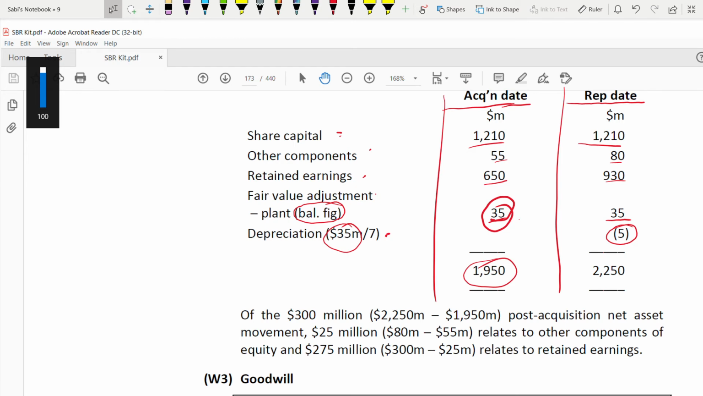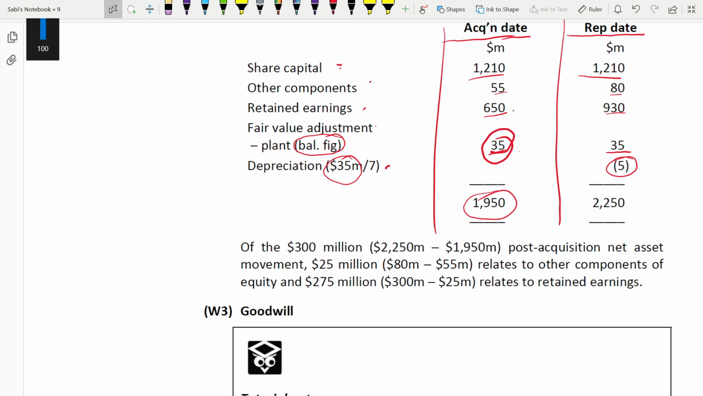Next. So what is the change from 2250? 2250 minus 1950, the difference is 300 million. It increased by 300 million. Definitely it will increase. Okay. So of the 300 million post-acquisition net assets movement, that means after acquisition, 25 million relates to OCI, other components of equity, and 275 relates to retained earnings.